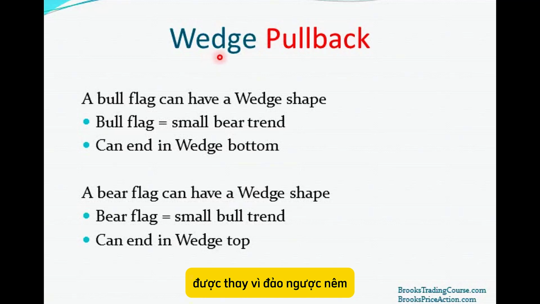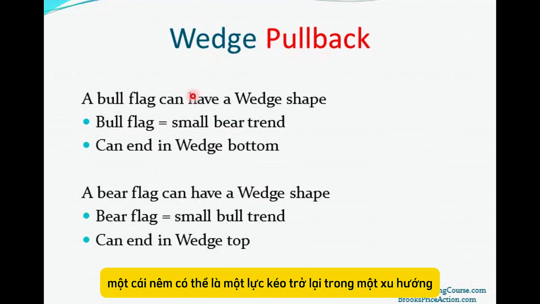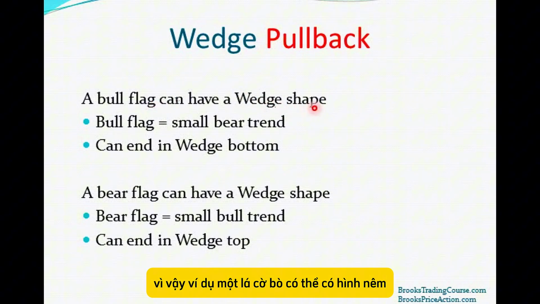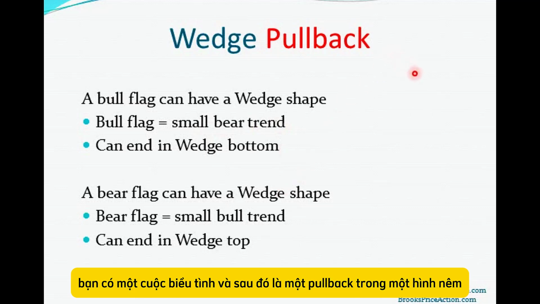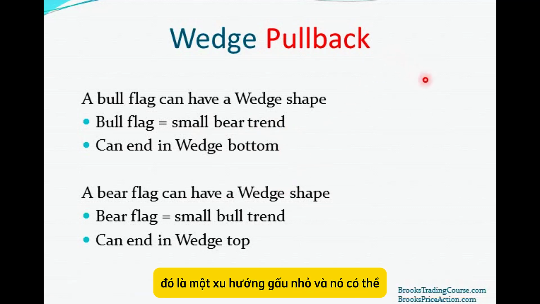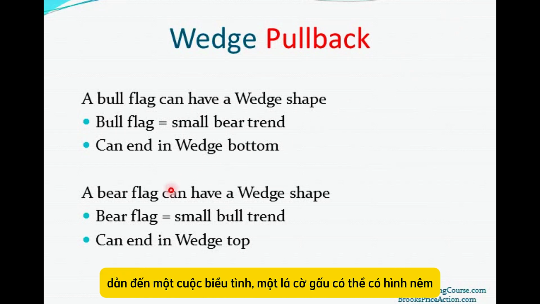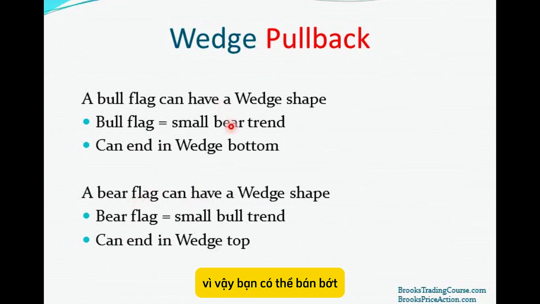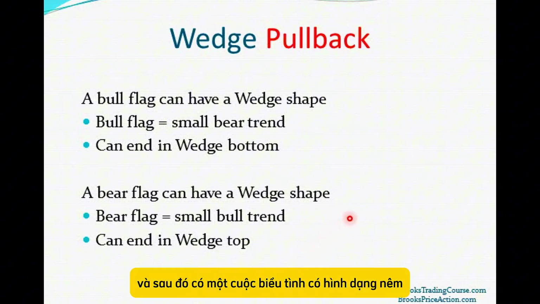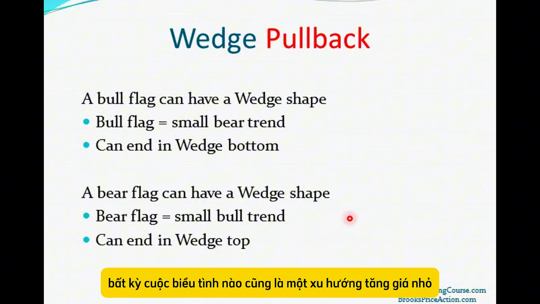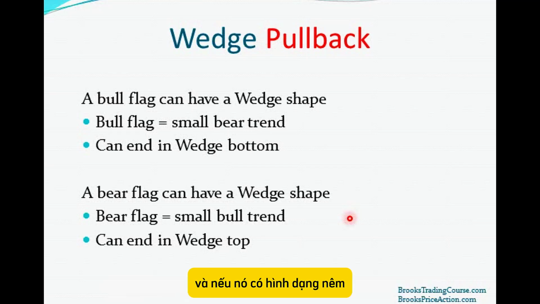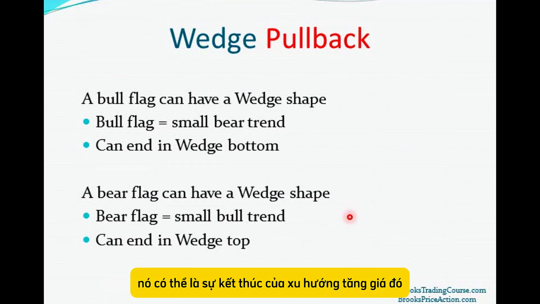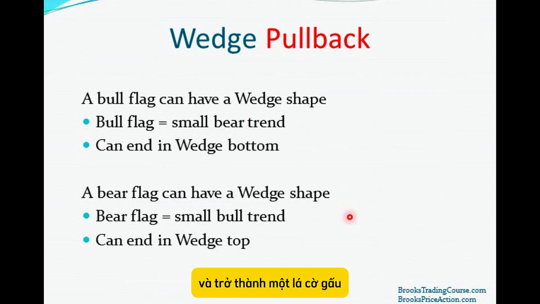Okay, instead of a wedge reversal, a wedge can be a pullback within a trend. So for example, a bull flag can have a wedge shape, and a bull flag is a small bear trend. So you have a rally and then a pullback in a wedge shape. That's a small bear trend, and the wedge shape could be the end of that small bear trend, resulting in a rally. A bear flag can have a wedge shape, so you can be selling off and then have a rally that has a wedge shape. Any rally is a small bull trend, and if it has a wedge shape, it could be the end of that bull trend and become a bear flag.